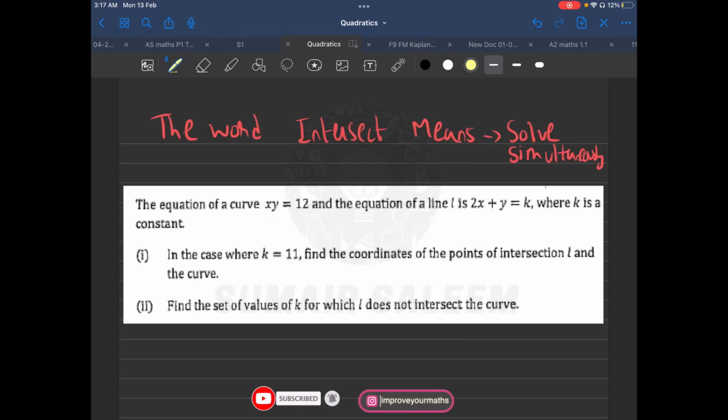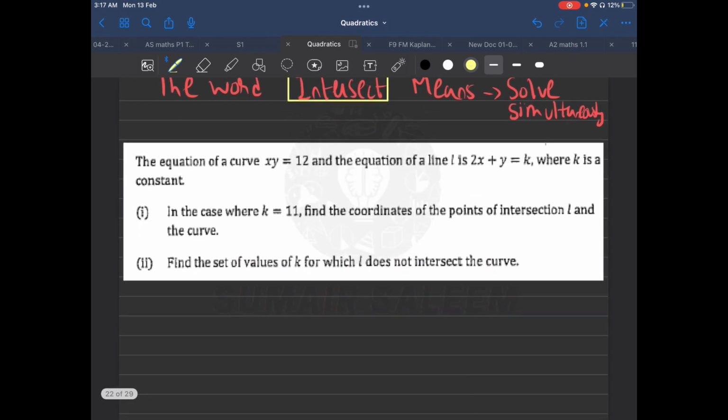Okay, G. Now comes the point where you need to know what the word intersect means. The word intersect means to solve simultaneously. Let's suppose I'm given these two equations: xy is equal to 12 and 2x plus y is equal to k. In the first part it says that k is 11. Let's put that in.